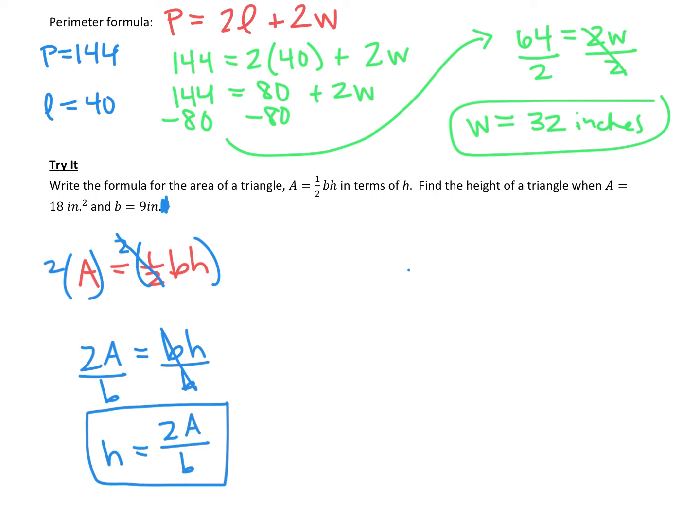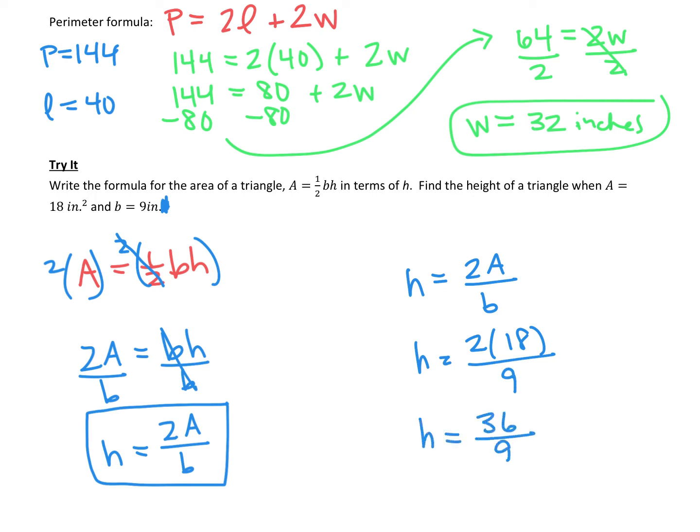So we're going to take our height formula, 2 times the area of the triangle divided by the base, and we're going to plug in what we know. They told us that the area of the triangle is 18 and the base of the triangle is 9, and then we just simplify this. 2 times 18 is 36. 36 divided by 9 is 4. So the height of this triangle is 4, and then we want to take a look back at what units we are in. We are in inches, so 4 inches.